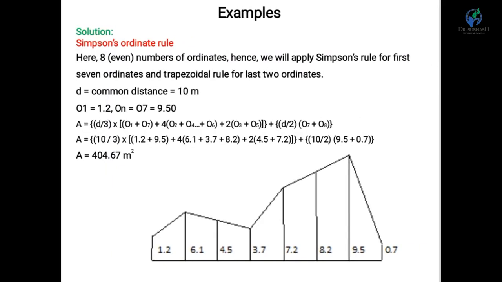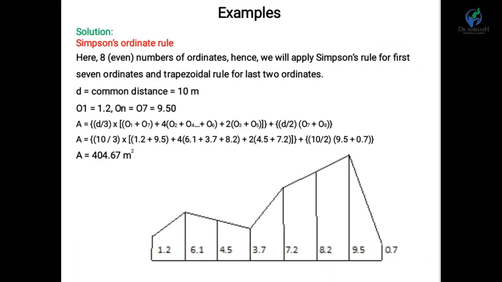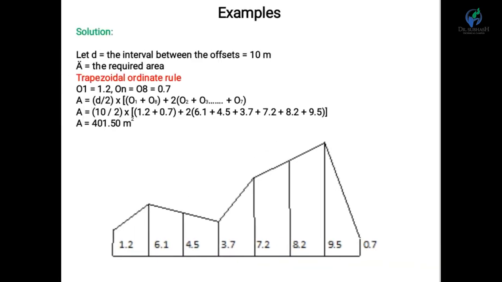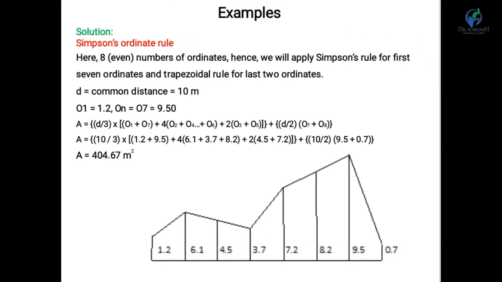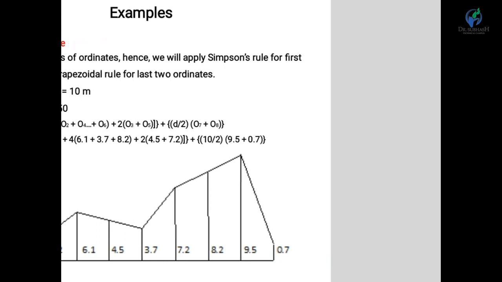Now, as per the Simpson rule, we put the data into the Simpson rule formula, and we get the area 404.67 meters square. So that gives a greater result compared to the trapezoidal rule. So it gives the more accurate result compared to the trapezoidal rule.